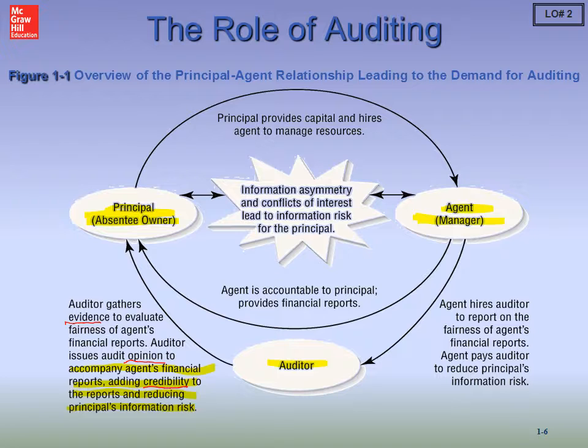Now when we look, we can see that the principal, the owners actually hire the auditor. So the owners are going to be the ones that hire the auditor, and then they're going to go ahead and report on that fairness. Now you say, well, how the heck can the owners, we have thousands of stockholders, what are all those thousand stockholders going to come and interview the auditor? No, we look to the board of directors to do that.